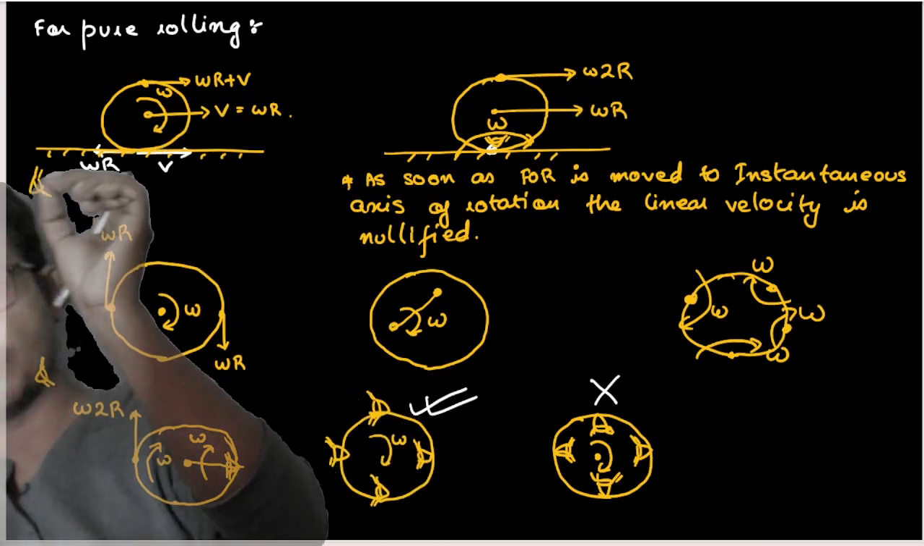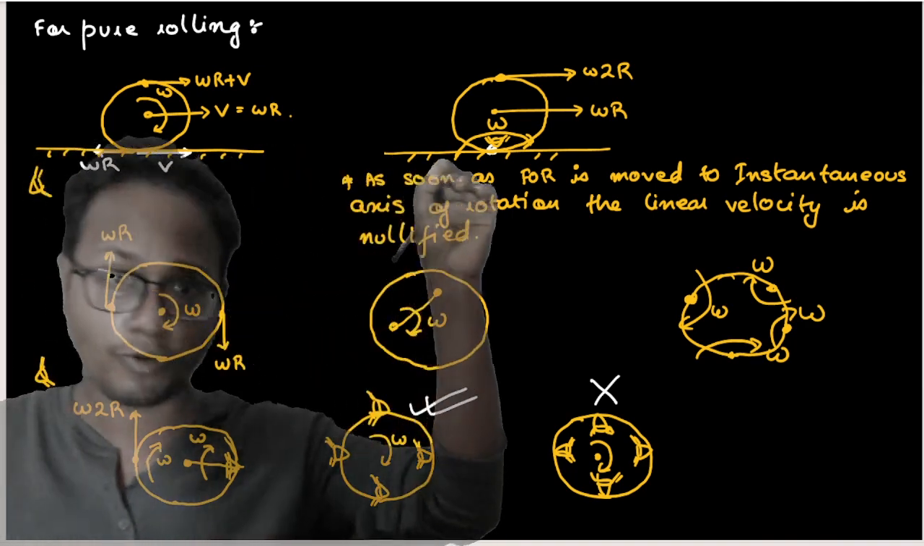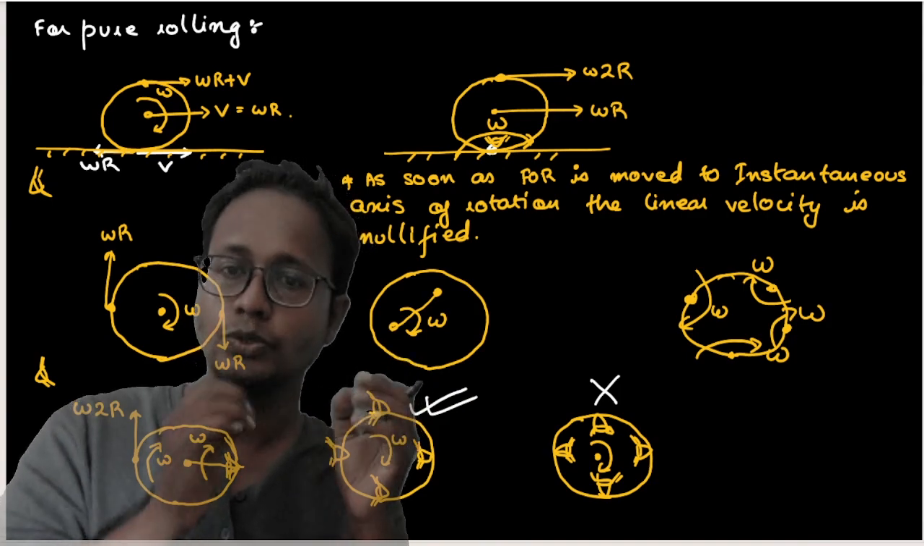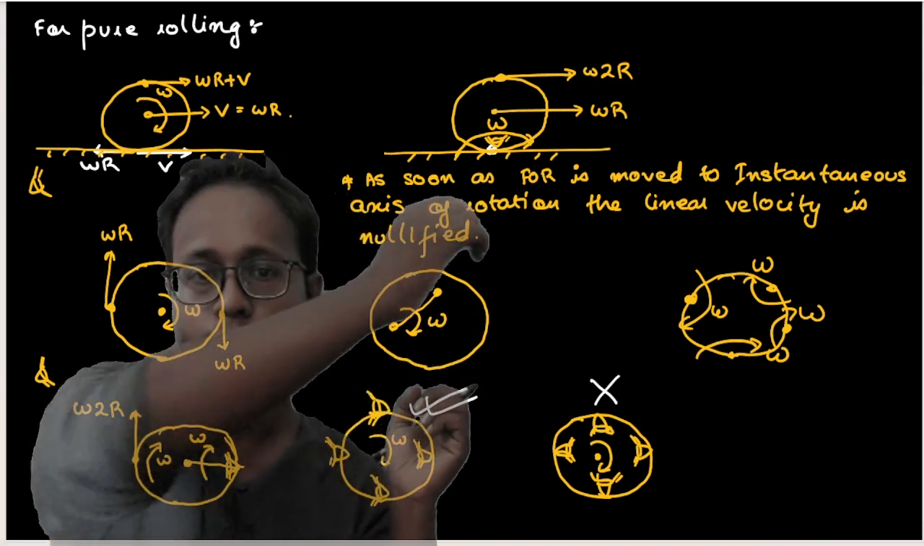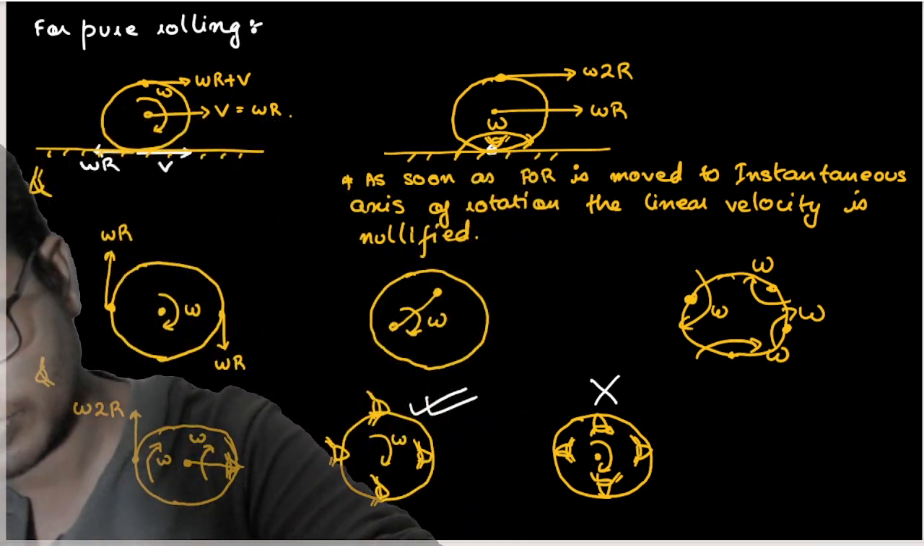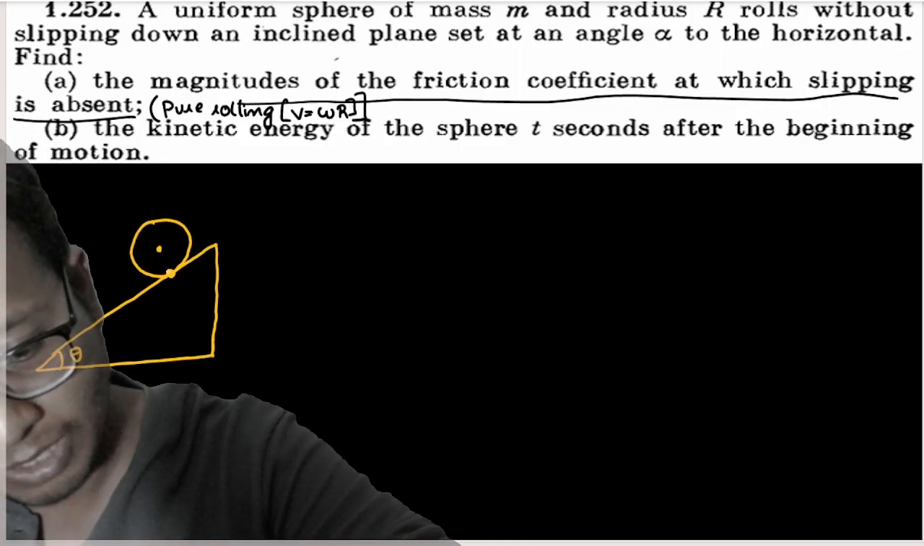the ground frame of reference. You can either solve the problem from the ground frame of reference, or you can solve the problem from the instantaneous axis of rotation. Both the answers will be equally correct. I'll show you both the ways. Let me start with the instantaneous axis of rotation. I'll solve this problem by using a frame of reference where my frame will be at the instantaneous axis of rotation. That means out here.